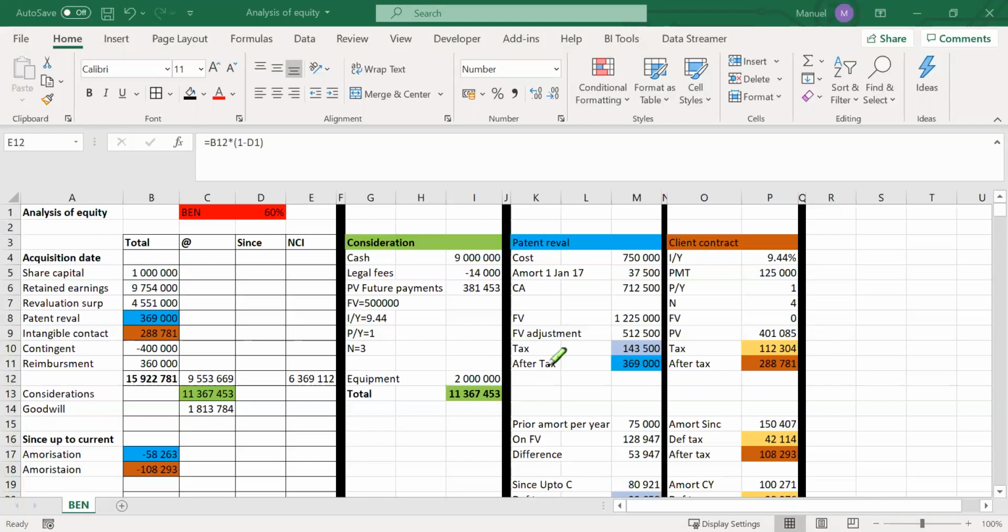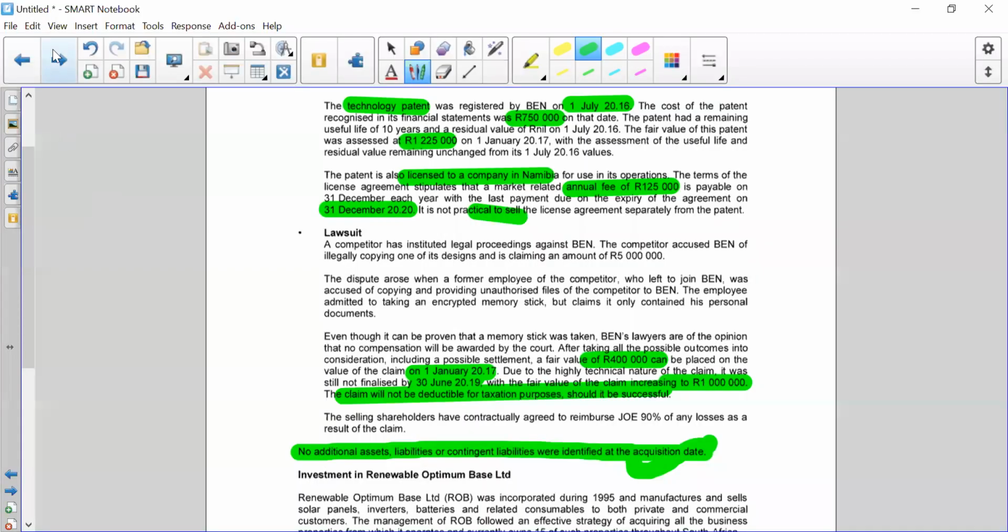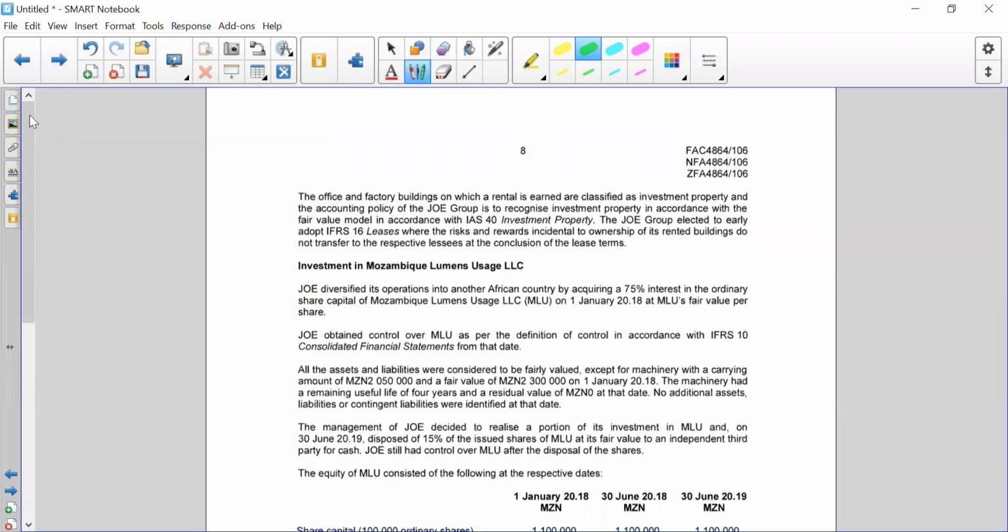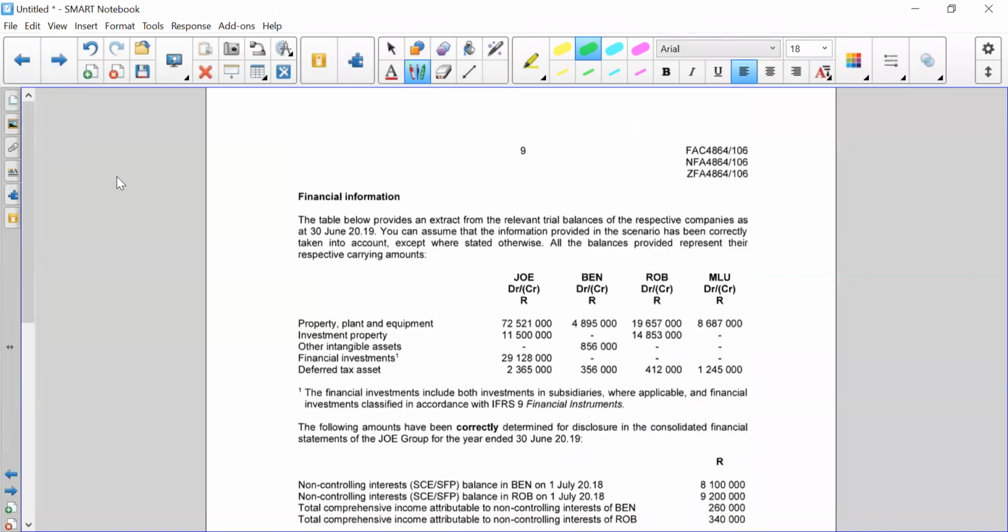So what I really want to do right now is take you guys through the calculations, just focusing on Ben. But before we do that, let's go to the question, because there is an additional part of this question where they give us the financial information per entity. They've said the table below provides an extract of the relevant trial balances of the respective companies as of 30 June. You can assume that the information provided in the scenario has correctly been taken into account, except where stated otherwise. All balances provided represent their respective amounts.